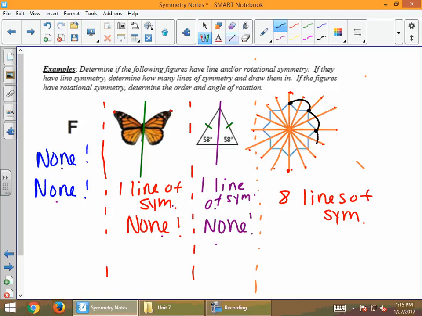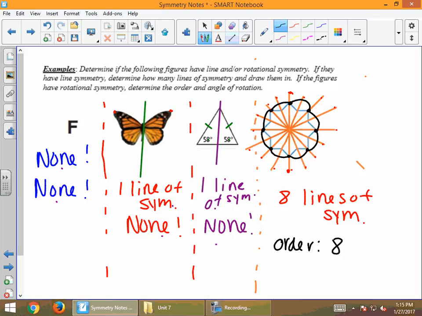There's 2. There's 3. There's 4. 5. 6. And one more time would be 8. So this does have rotational symmetry, and the order is 8. It's how many times you can rotate it so the figure maps onto itself.